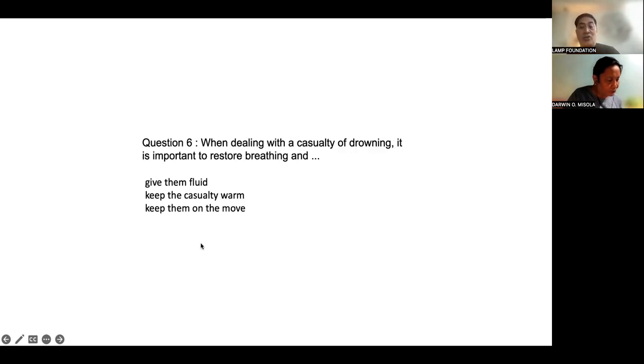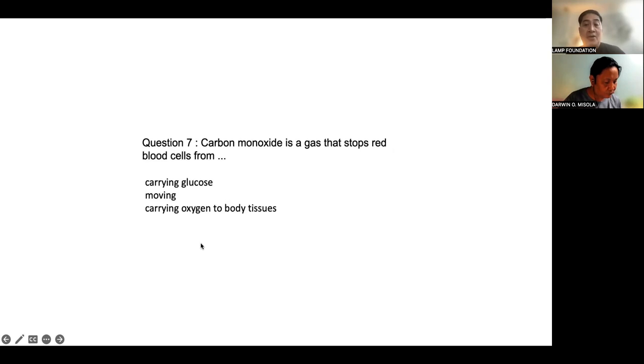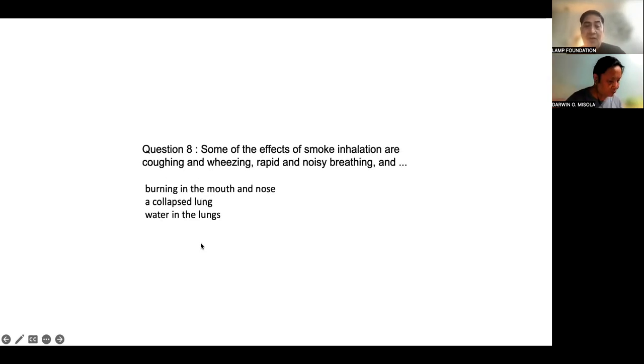When dealing with a casualty of drowning, it is important to control breathing and keep the casualty warm. Carbon monoxide stops red blood cells from getting oxygen to the body tissue. Some of the effects are coughing and breathing, rapid and noisy breathing.